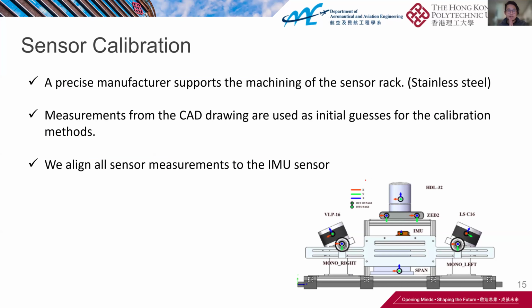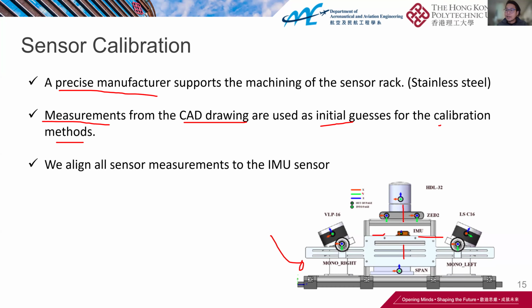Then this is about the sensor, the format, and the calibration. It's very important too. As we mentioned, for this rack itself we did the CAD design ourselves, and we asked a precise manufacturer to support the machining of it. The rack is built out of stainless steel. The measurement here means the extrinsic parameter between these sensors. The measurement from the CAD drawing is used as an initial guess for the calibration method that I will mention later, because you will need to do some optimization to make sure the calibration is good.